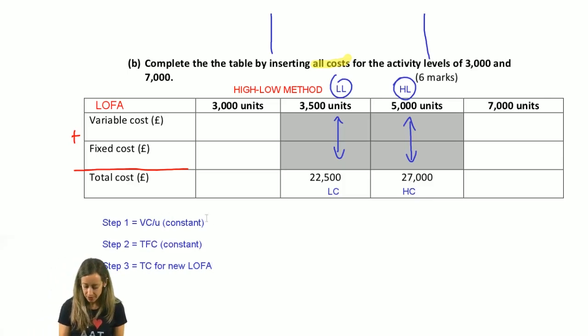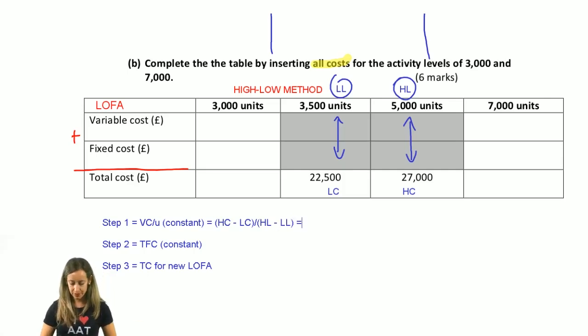And going back then to step 1, to be able to work out our variable cost per unit, I do hope you remember what we do is we take the change in the cost, so high cost minus low cost, divided by the change in the levels of activity, meaning it's high LOFA minus low LOFA. That's the formula if you wish. And so let's replace this with the numbers we've got here.